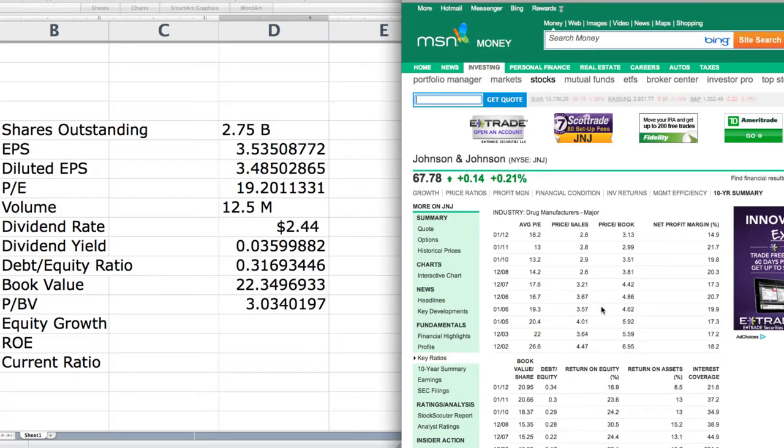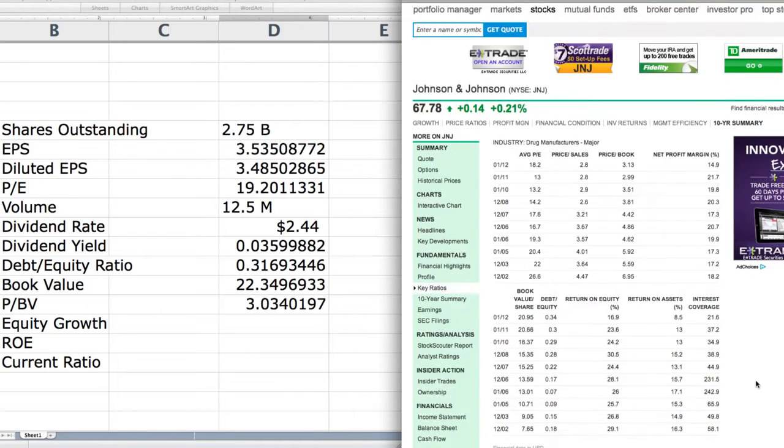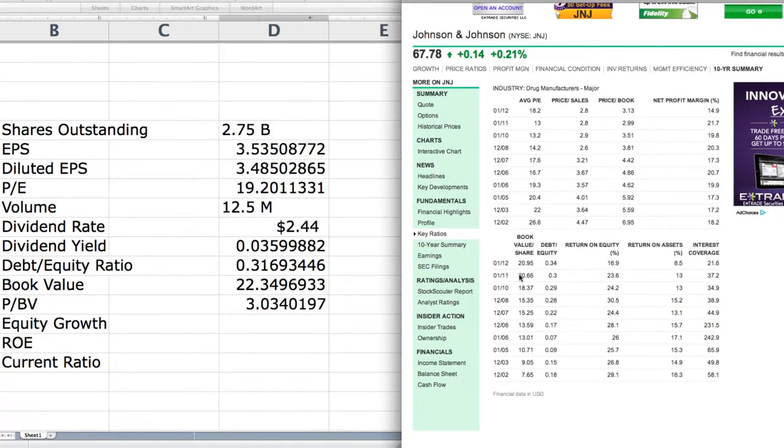Okay, so while we're on this page, which we got to by going to Key Ratios, 10-year summary, you can see the equity growth. When we go down here and we look at the book value per share, you can see it went from 7 to 9 to 10 to 13, clear up to 20.95, and in the last couple months, it's actually gone even higher to $22.34. So this is what we're talking about when we look at the book value growth, is this number right here going up that chart.